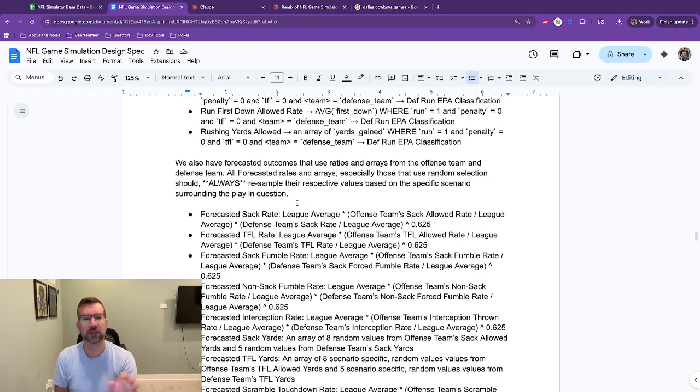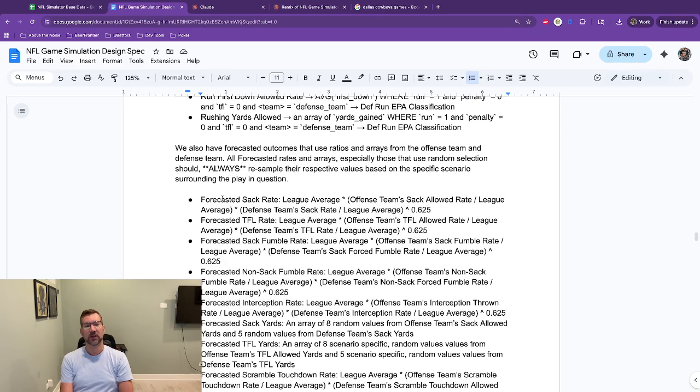So now this is where we're being very prescriptive. Now saying, well, what do we think the actual sack rate is going to be when using these buckets? And so we're taking the league average, and then we're doing the offense's sack rate allowed divided by the league average. So I allow 10% more sacks than the league does on average. We're going to multiply that by the defense's sack rate divided by the league average. But then we're transforming that variable.